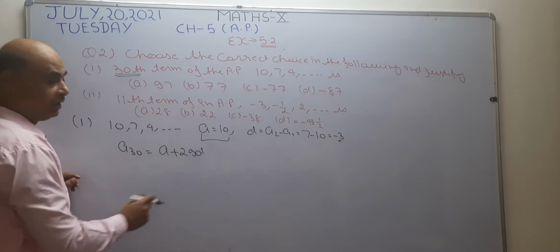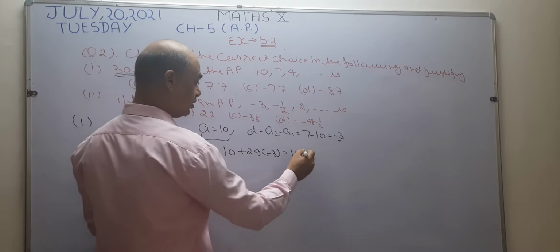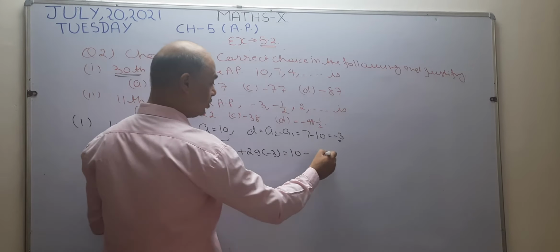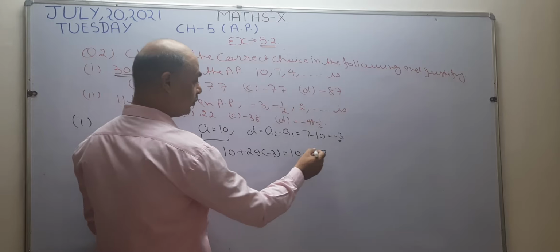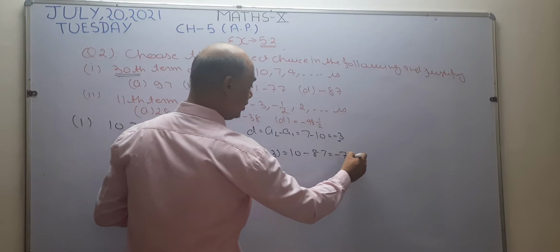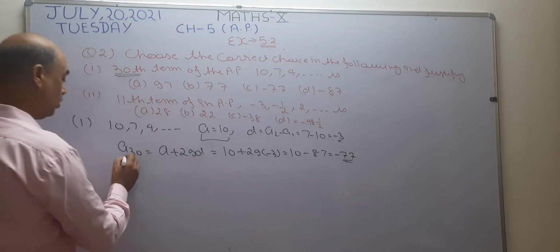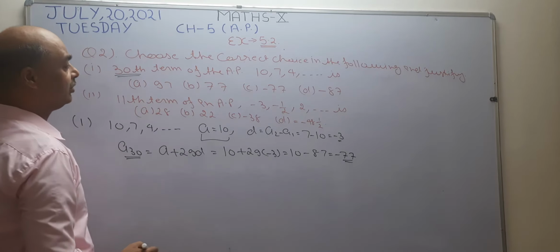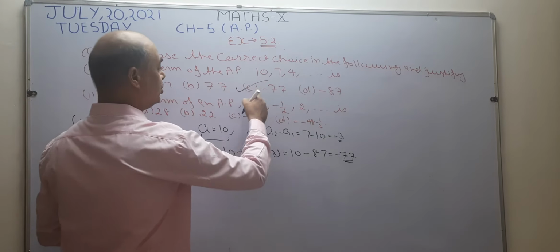So what is the value of A? Value of A is given, 10. Plus 29. What is the value of D? Value of D is also given, minus 3. So this becomes 10 plus 29 times minus 3. 3 nines are 27, 2 threes are 6, plus 8. So this becomes minus 77. So 30th term of an AP is minus 77. So which one is the right answer? C is the right answer.